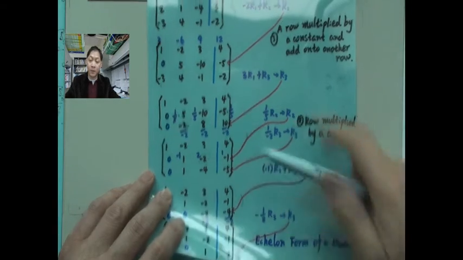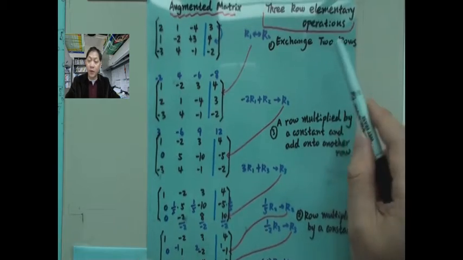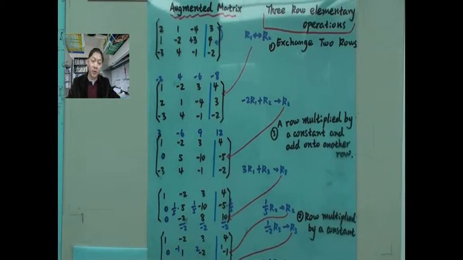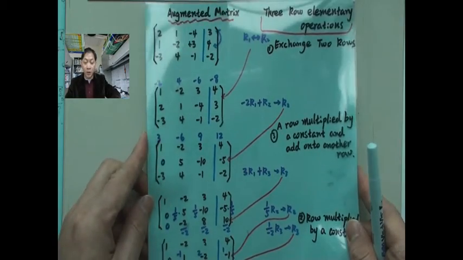You see right here, those two are the same. Those three are the same. And this is the first one. So with these three elementary operations, a system of linear equations can be solved.